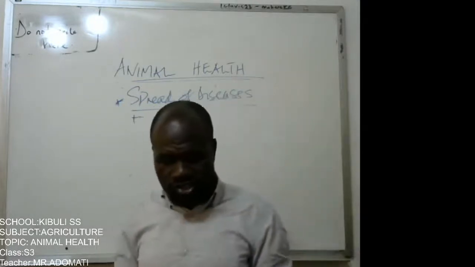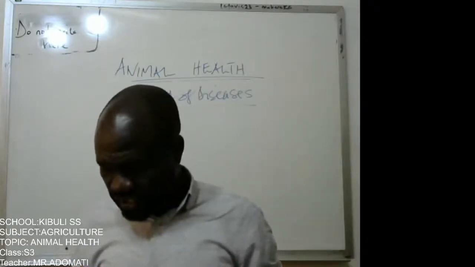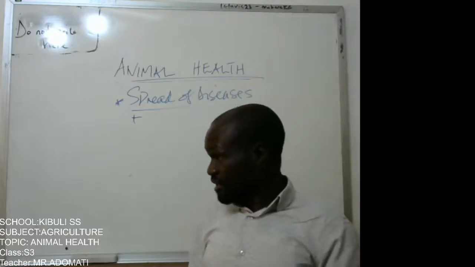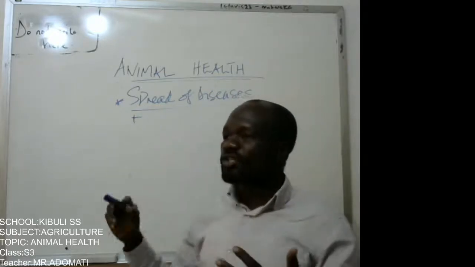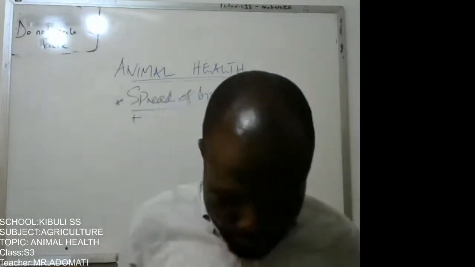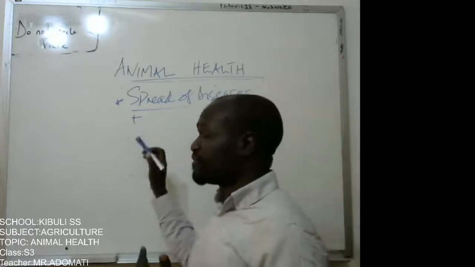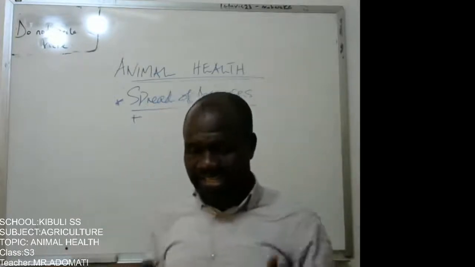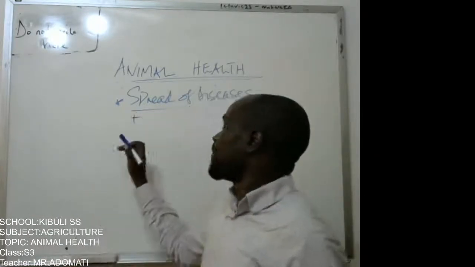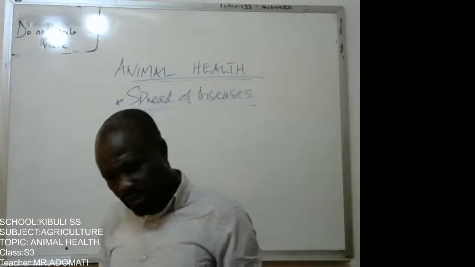How do diseases spread from one animal to another? We need to understand that. Spread of disease is a simple thing. Once you get to understand how they spread, then we shall be able to control these particular diseases. So, let's run through the different ways through which diseases spread. If you know how a disease spreads, then it is very easy for you to counter it or do things that can help avoid its spread.